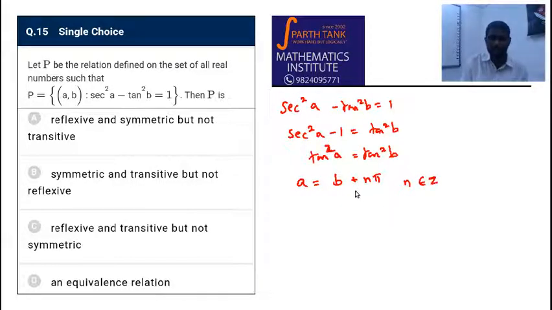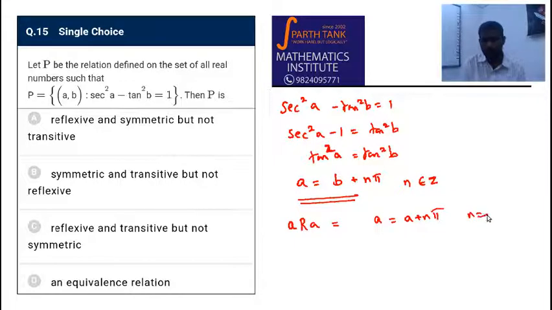Since n is an integer, I avoid that minus pi, because you know it's only squared, right? If it's not squared, it has to be always plus n pi. What I mean is it can also be B minus n pi or n pi minus B. All that can hold. So if this is the condition for A and B to be related, now let us see. If A is related to A, then it means A is equal to A plus n pi. That is, n is 0 satisfies this. So A is related to A.